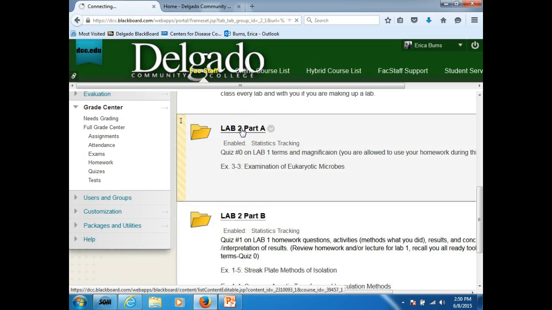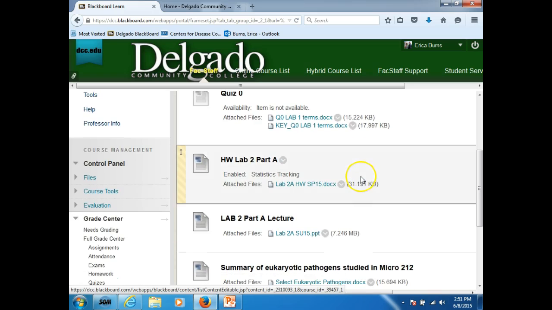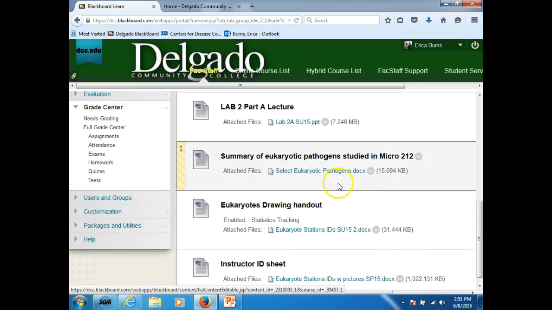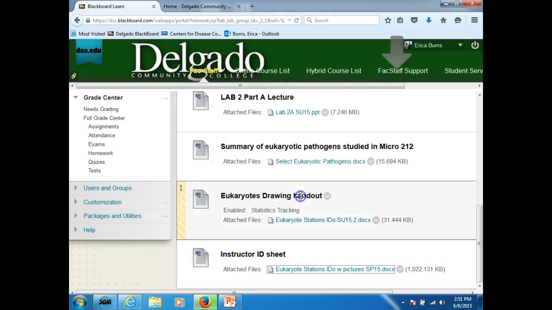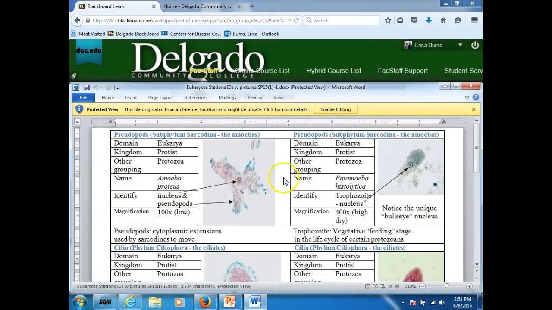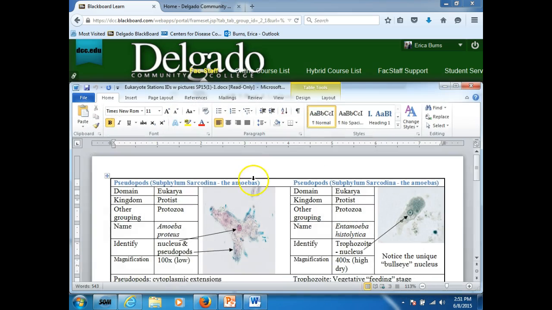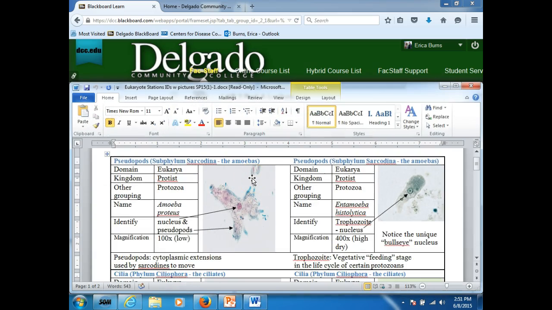Alright. Remember, go to Blackboard for the videos for next time. Make sure you watch those so you're most familiar, and I will demo. And here is our instructor ID sheet. I made this available to you guys as well. Right, so we're going to actually look at these slides, right, and try and identify these things.